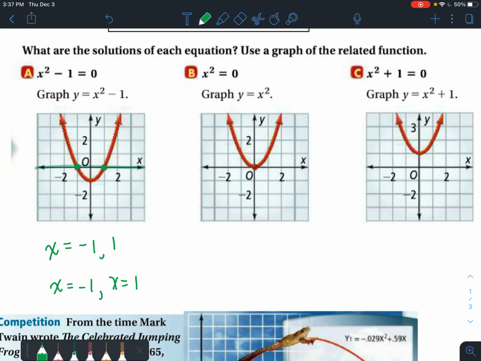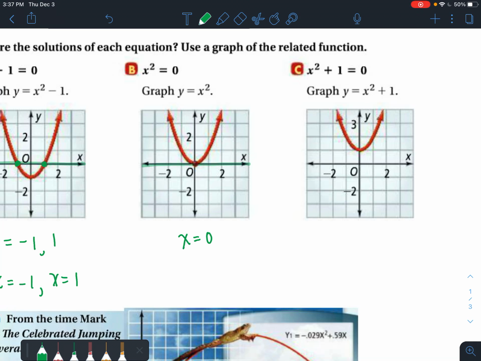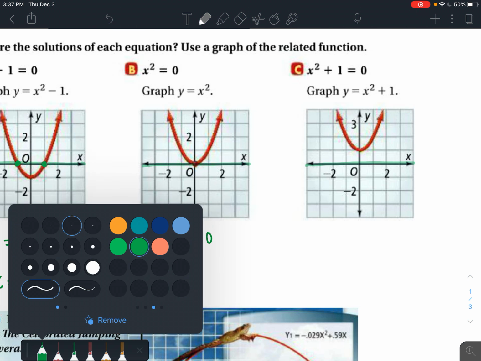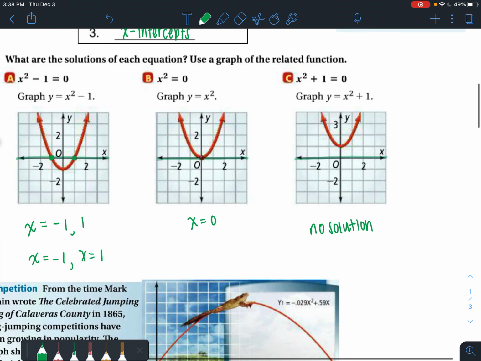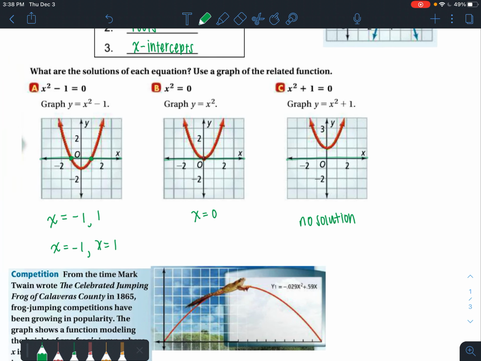For this one here, where it touches the x-axis is only one place at 0, so x is equal to 0. Then for this last one, it has y is equal to x squared plus 1. And I have no solution because it doesn't ever cross that x-axis. So no solution. Those are our 3 types of solutions. We can have 2, 1, or no solutions.